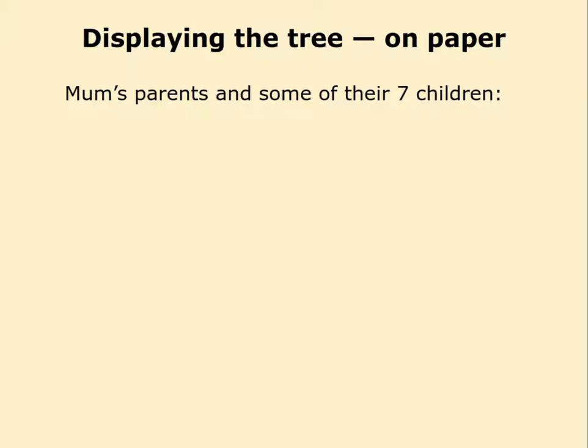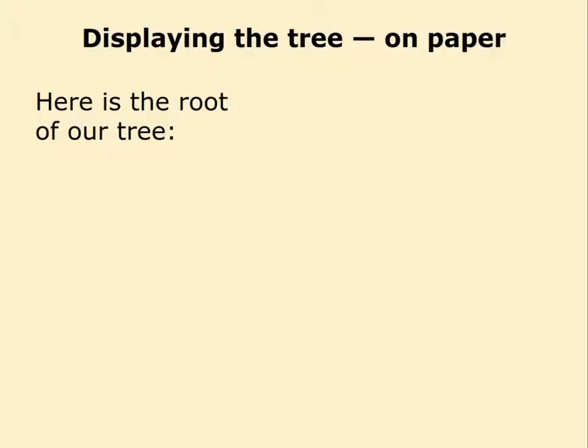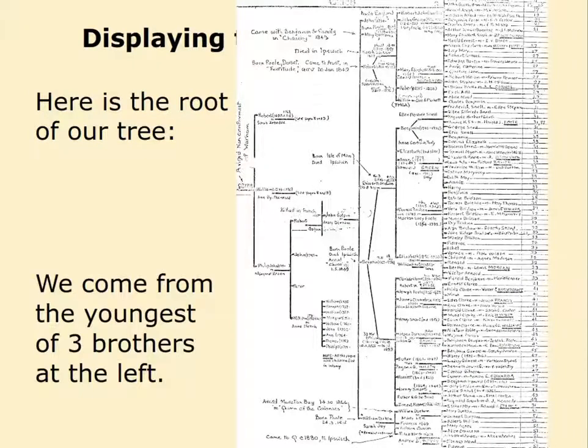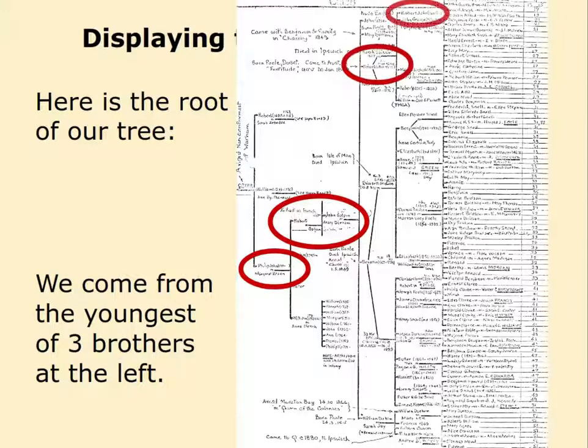Mum's parents and some of their children are shown in this display, and that's her father, and there she is. And here is the root of our tree, going right back to 1701. We come from the youngest of 3 brothers at the left, just there, and then we go up through that branch, up through that branch, through that branch, and through this branch. And you can see there are lots and lots of pages of family tree information in this publication.